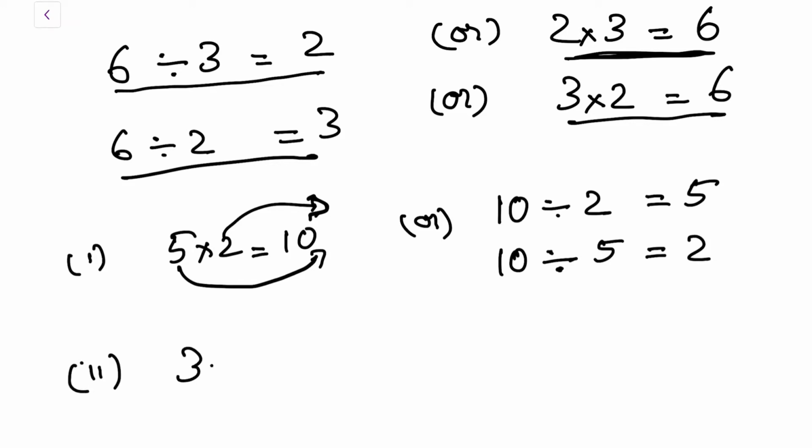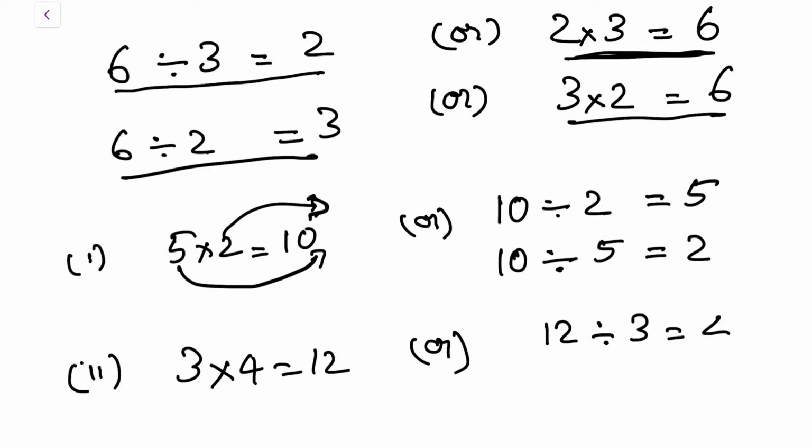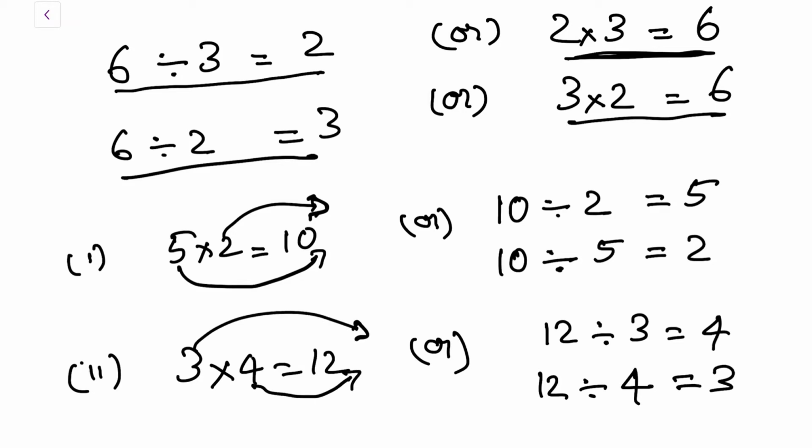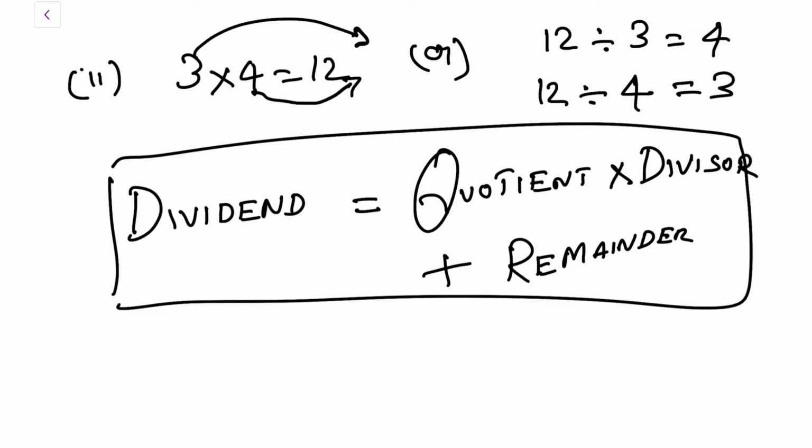Now, do another one. 3 into 4 is 12, right? How do you write this as a division statement? Right, 12 divided by 3 is 4. And 12 divided by 4 is also 3. You can either take 3 that side, or you can take 4 that side, and it becomes division. So this is the expression that you need to remember. Dividend is equal to quotient into divisor plus remainder.